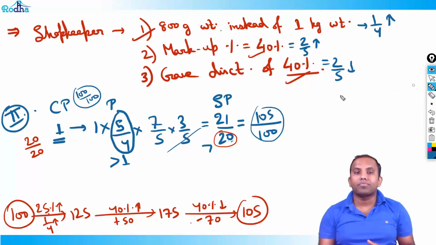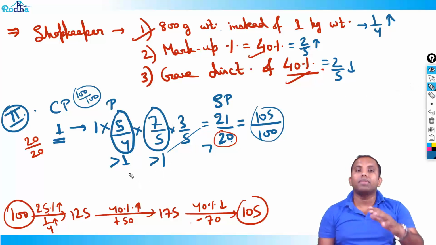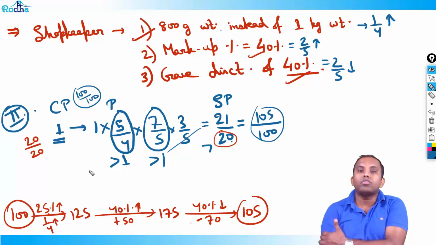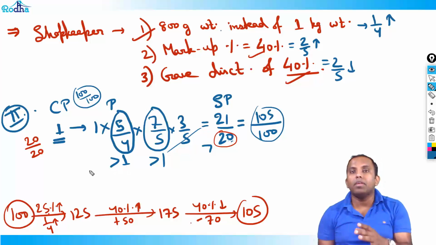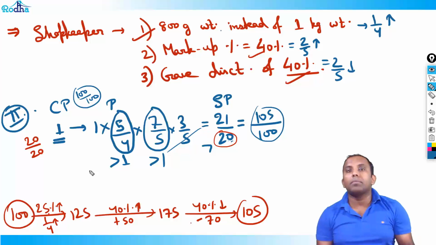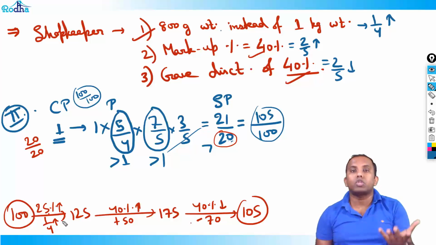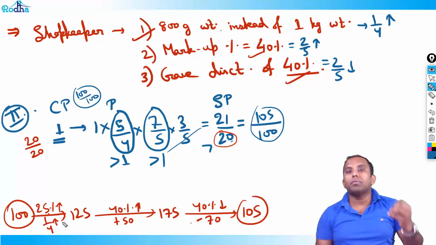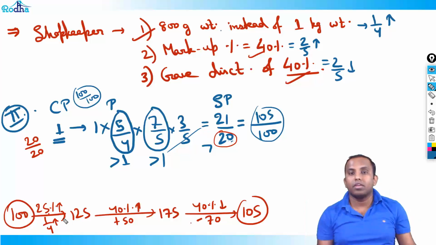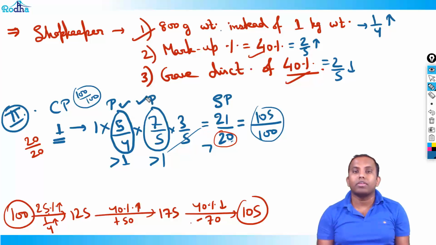Now 7 by 5. Again this number is greater than 1, 1 point something. Again you are multiplying a number by something more than 1, so it will increase. In a positive number, if I multiply with a number more than 1, 10 into 1 is 10, 10 into 1.2 is 12, so it will increase. So these two indicate that his profit is increased further.